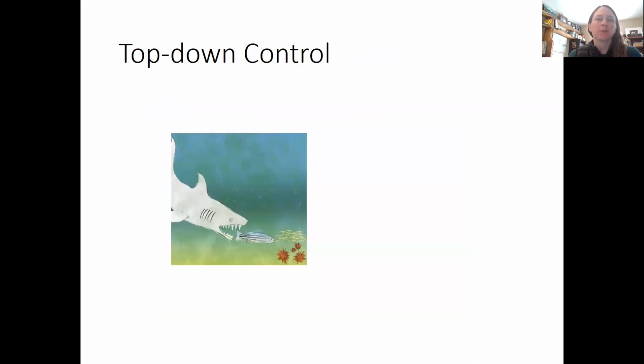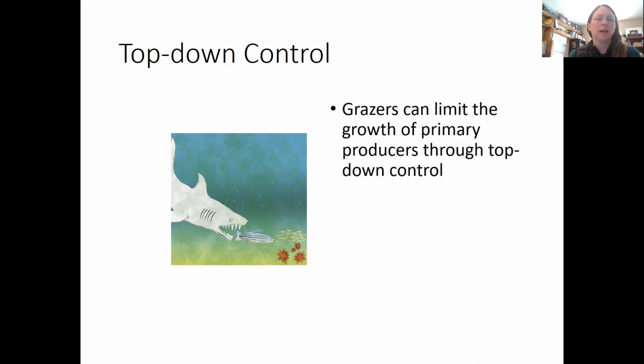So when we're thinking about communities, there are particular issues that can really influence overall community structure. One of those things is what's called top-down control. Basically, grazers or predators can limit the growth of lower trophic levels. In this case, you see a shark eating big fish, and then the big fish are eating little fish, and then the little fish are eating plankton. And so at each of these levels, there can be top-down control.